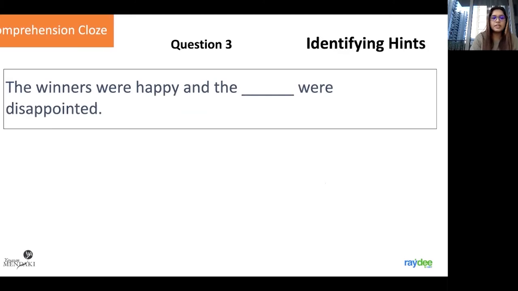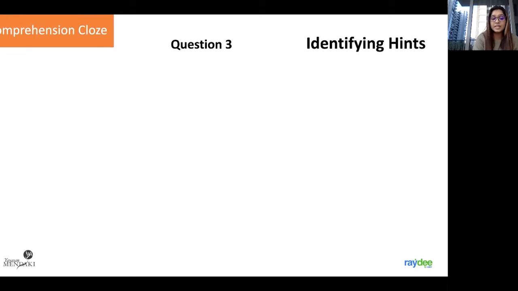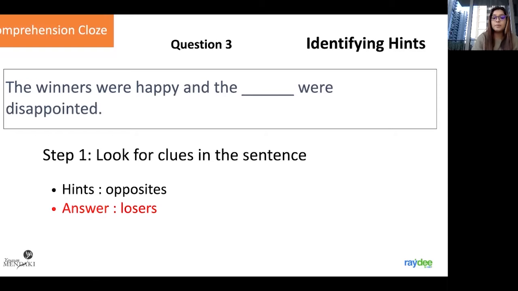Now, the next question: the winners were happy and the what and the who were disappointed. We understand that if the winners were happy, then the ones who are usually disappointed are the opposite. So in this case, the hint would be opposites and your answer would be losers. The winners were happy and the losers were disappointed.